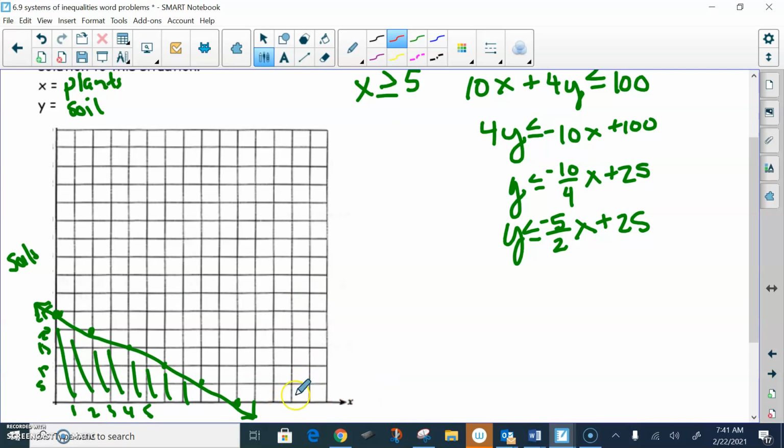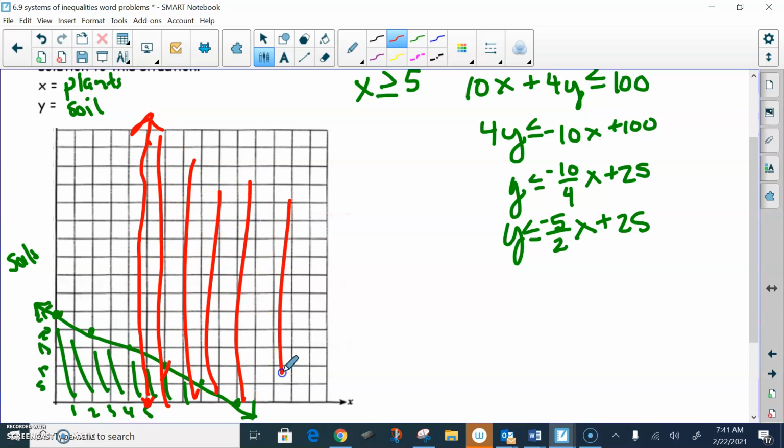Okay, the next one we're going to graph is x has to be greater than or equal to 5. So we go on our x-axis to positive 5. 1, 2, 3, 4, 5. And remember, this is going to be a vertical line. It's going to be solid. And she wants to buy at least 5 plants, so greater than or equal to 5. So we're going to shade to the right. And again, here's our solution where the two overlap. What does that represent? It represents the number of bags of soil and number of plants that Marcia can buy and stay within her $100.